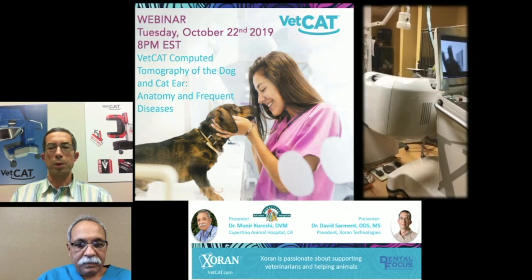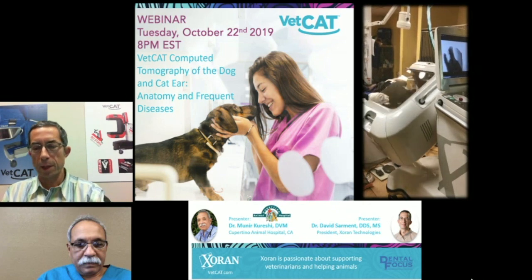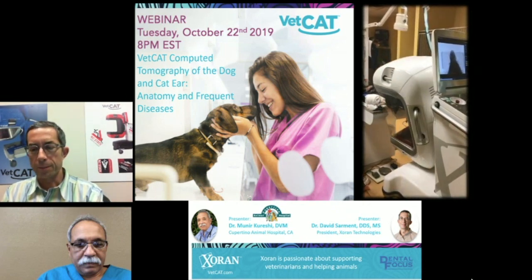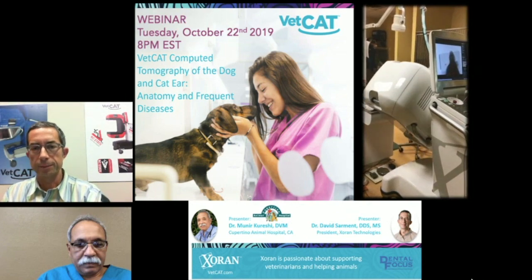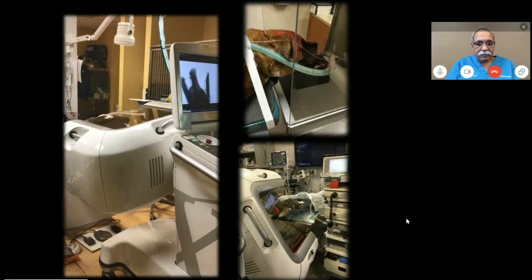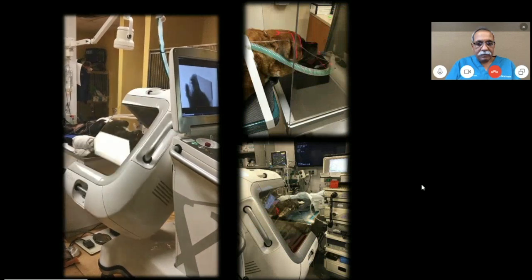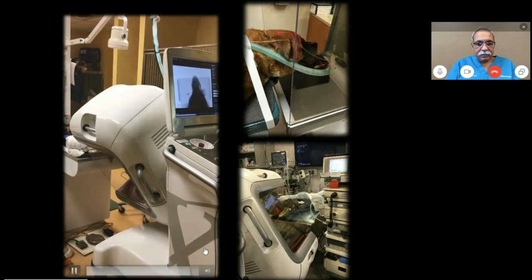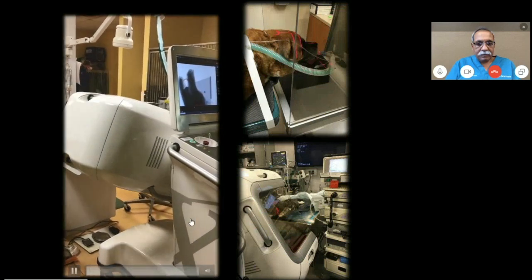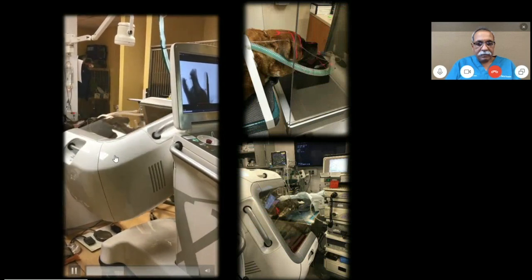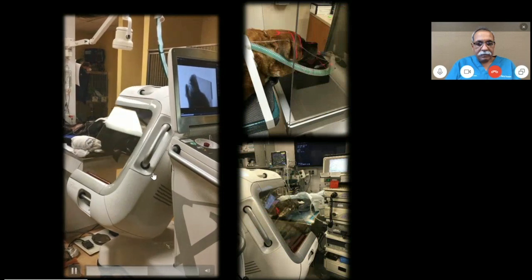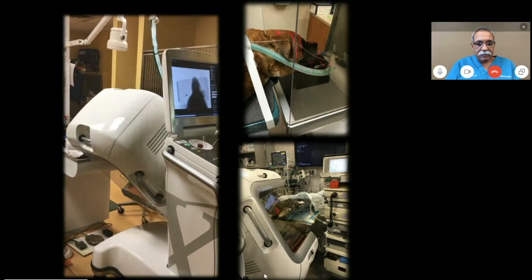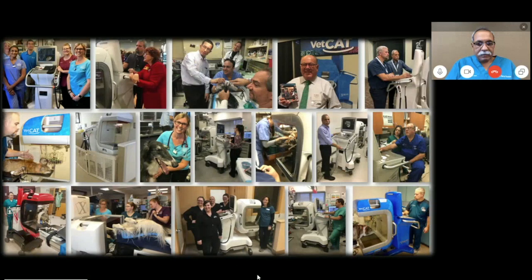I just want to give you a quick introduction on the VetCAT. The VetCAT is a cone beam CT. As you can see on the screen, it comes to the patient procedure table, rotates around the patient once in about 30 seconds, and then the CT data is available within about a minute. We'll be looking at several of those cases.